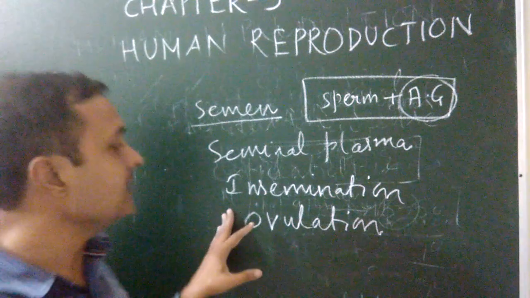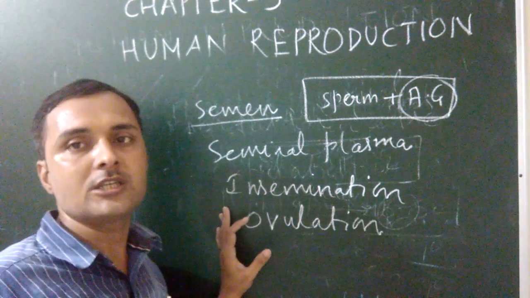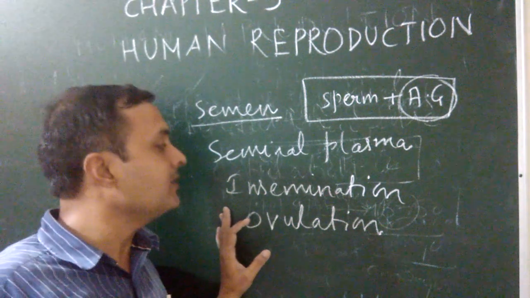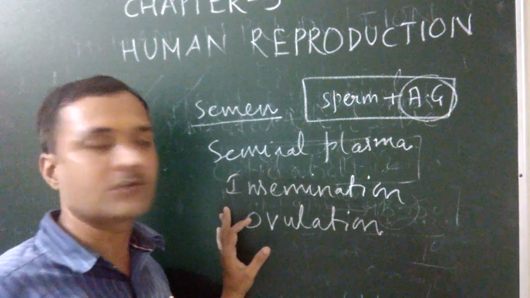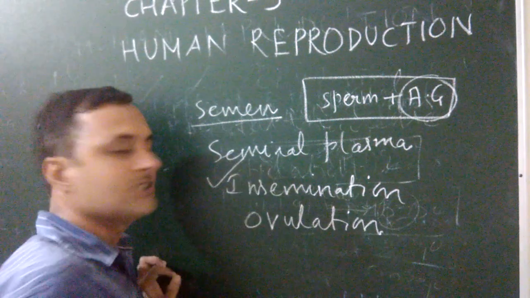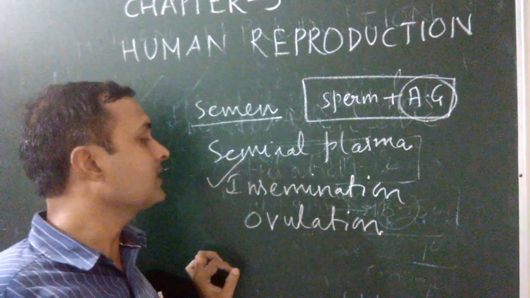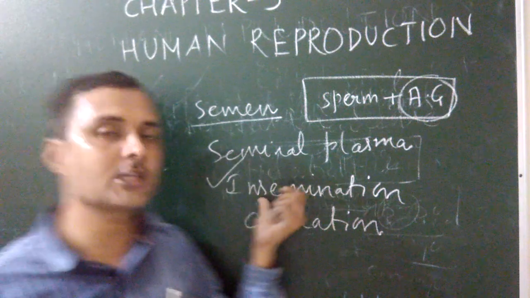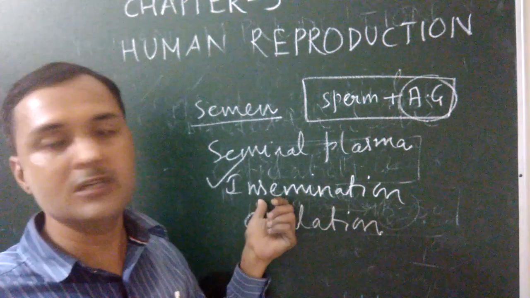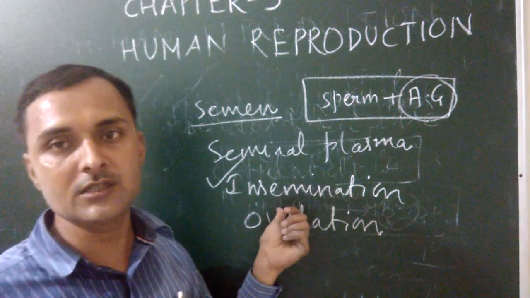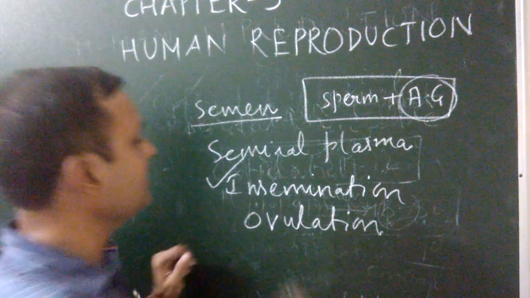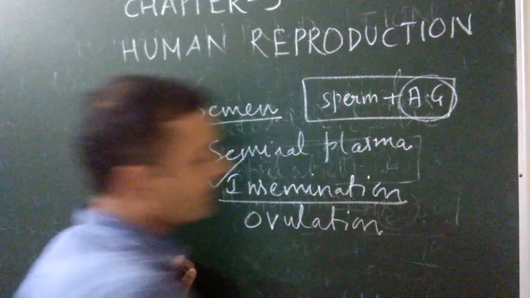Now the next one is, what is insemination? The process of introducing semen within the female body during sexual intercourse is known as insemination. What is insemination? The process of transfer of semen into the female body during sexual intercourse by the male partner is known as insemination.